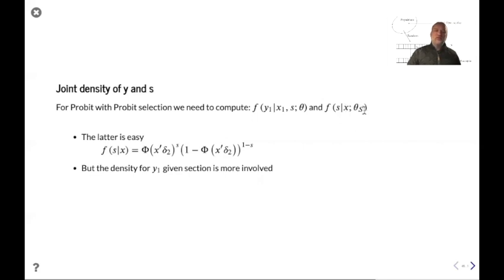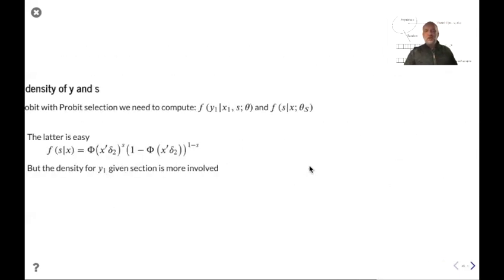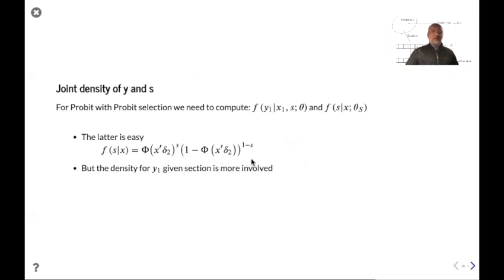The last one is easy, right? We've seen that before. That's just the density for the probit selection model. In fact, we can estimate this in the first step, and do full maximum likelihood on this part. We want to do these things jointly, so we still need to derive the conditional density of the variable of interest in the structural equation conditional on selection. That's a little bit more involved.